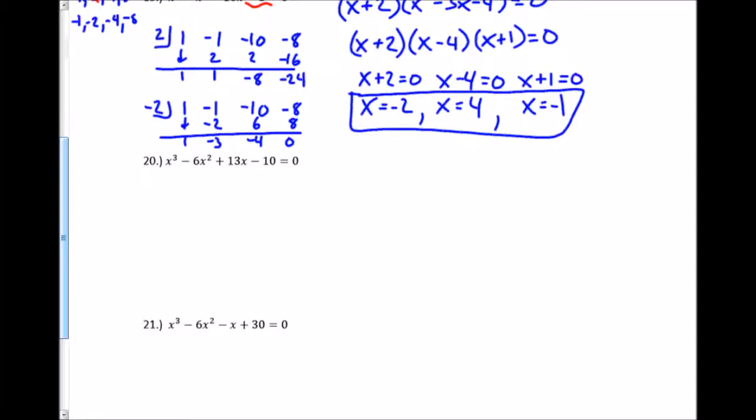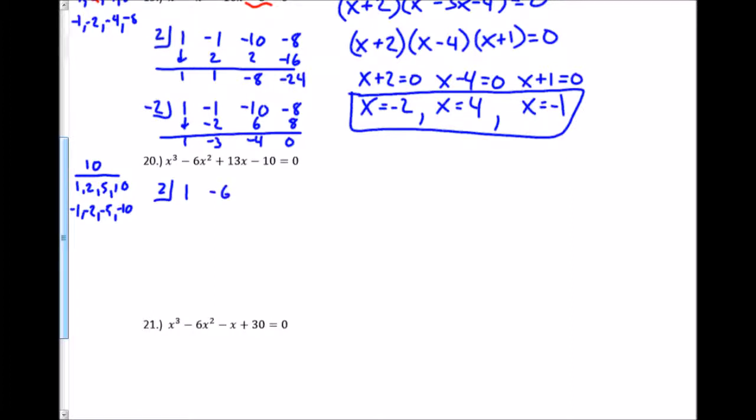Number 20, I'm doing the same thing, so I'm looking at factors of 10, essentially. And it's always good to write them out. Positive and negative versions. And I just take a guess. Maybe I'll guess something like, I don't know, let's go with the 2. Go with something smaller. So we take a guess.